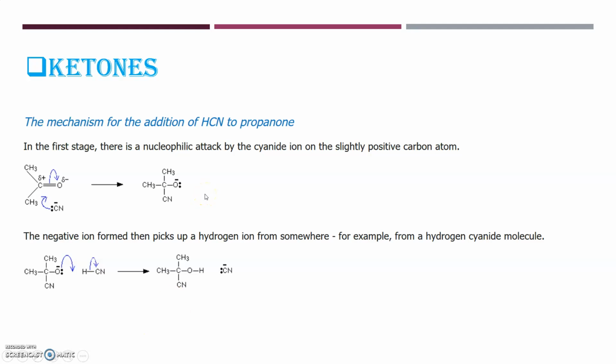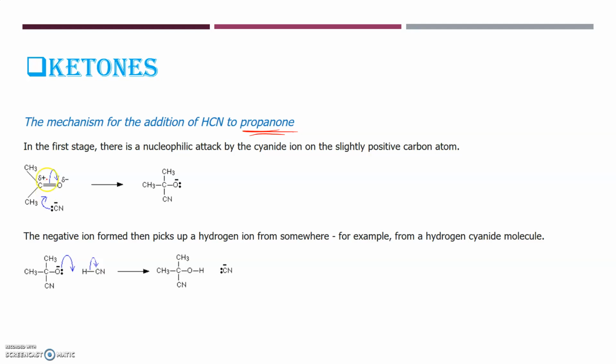Now for ketones. Okay, we have here an example. This is propanone. In the first stage, again, it's the same thing. The cyanide attacks the carbon where there is high density of electrons, correct? So again, the cyanide attacks the carbon, the electrons head to the oxygen away from the negative ion. So the carbon carries a partially positive charge, and the oxygen becomes partially negative.